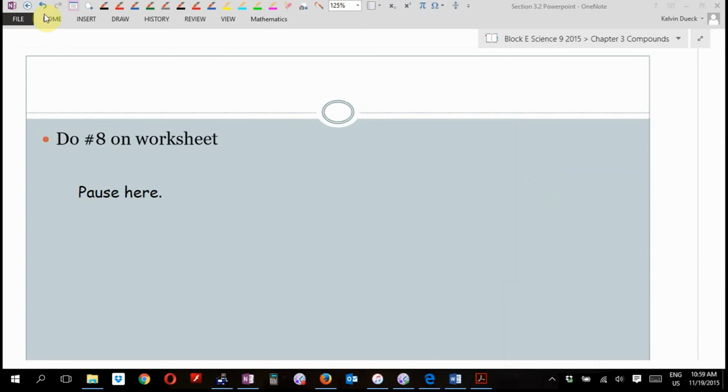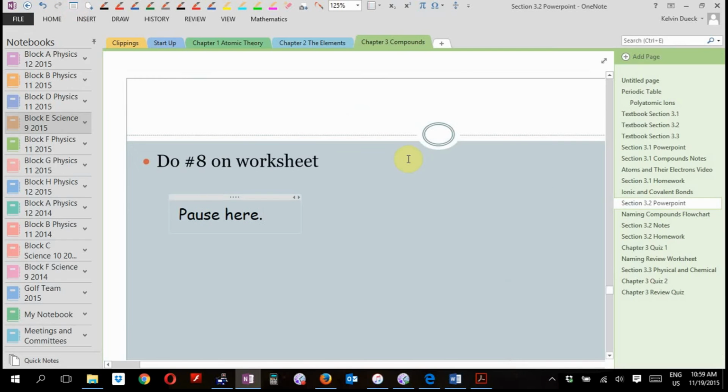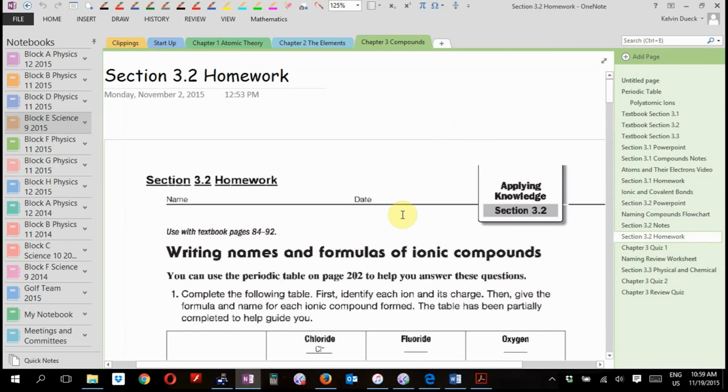If you take a look at this, you can't do all of it yet. Okay? So this is called section 3.2 homework. You are capable of doing the entire front page. The back page is where the polyatomic ions start. As usual, I have attached the answers, but here's what I would suggest.